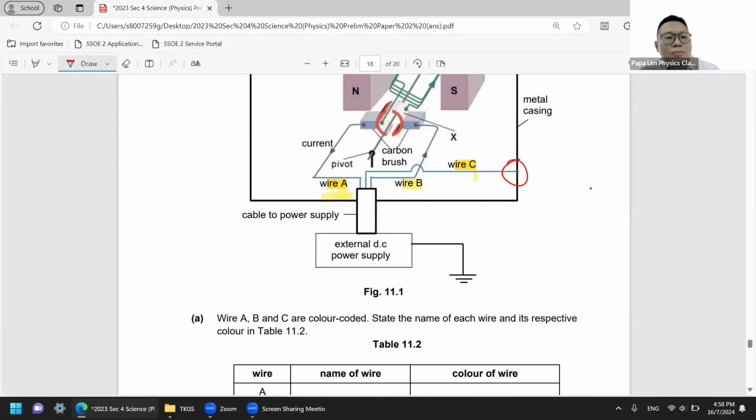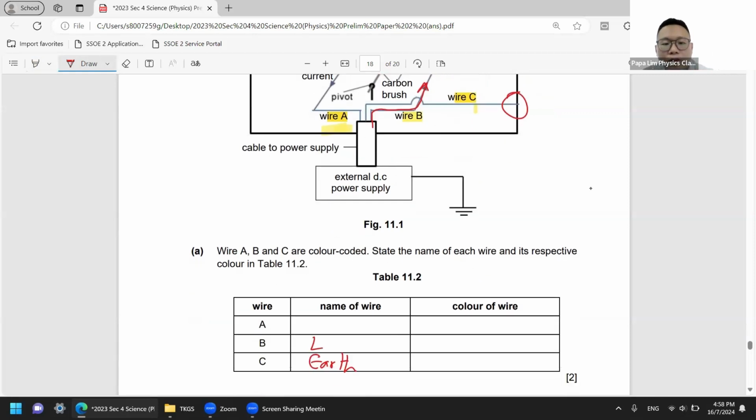But what maybe some of you tend to leave out or forget is how to identify the live wire and neutral wire. So the common definition for live wire, you must remember, is that the live wire is the wire that carries current away from the source. So if the current comes out from the source, in this case, wire B is considered as the live wire. So wire B will be your live wire.